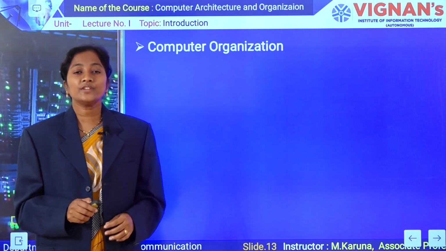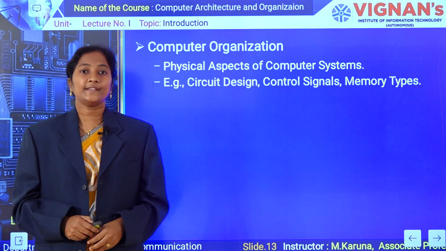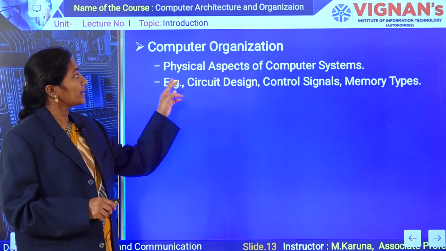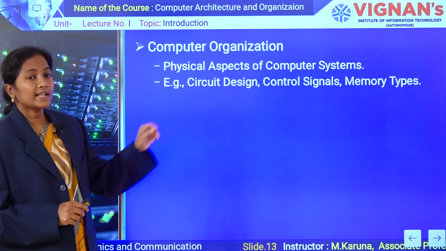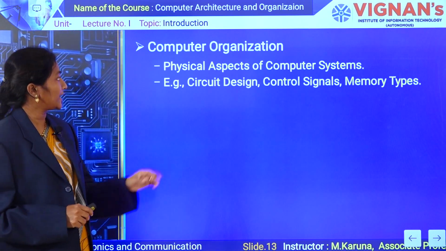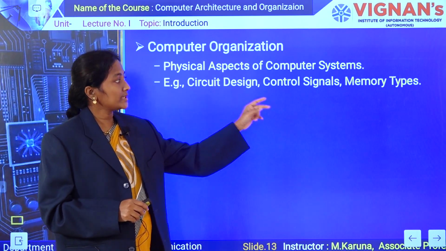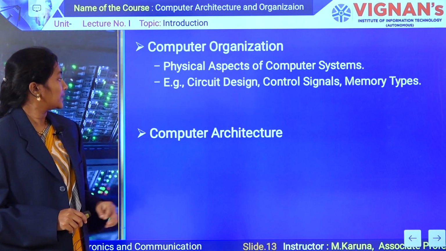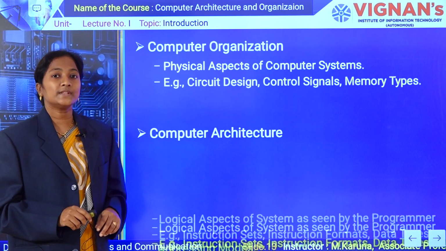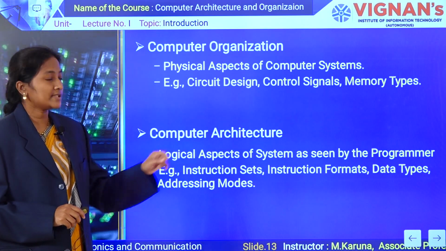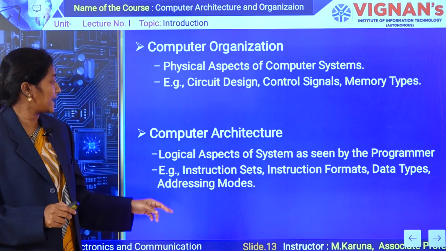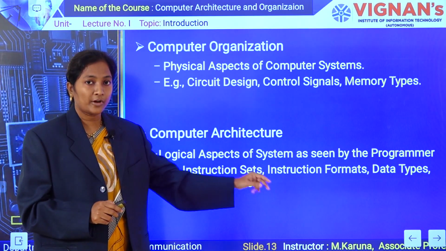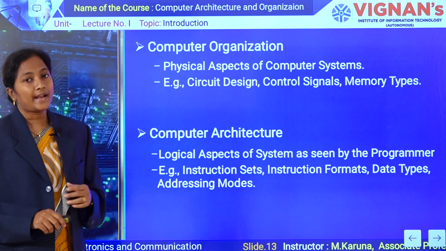Let us distinguish between computer organization and architecture. Computer organization deals with the physical aspects of the computer system, for example, circuit design, control signals, memory types. Computer architecture deals with the logical aspects of the system seen by the programmer, for example, instruction set, instruction formats, data types, and addressing modes.